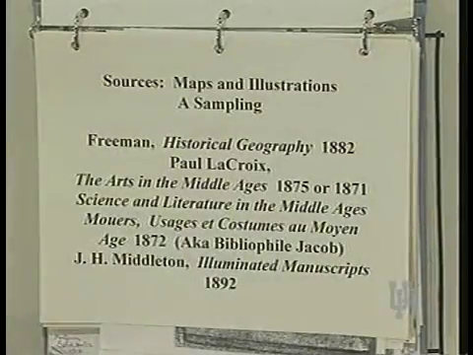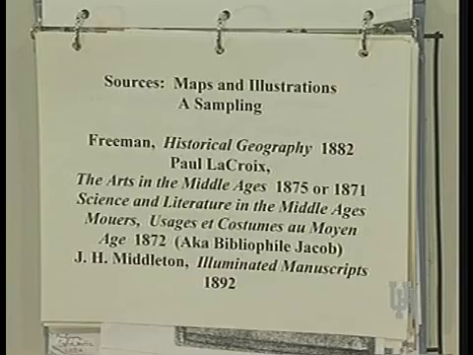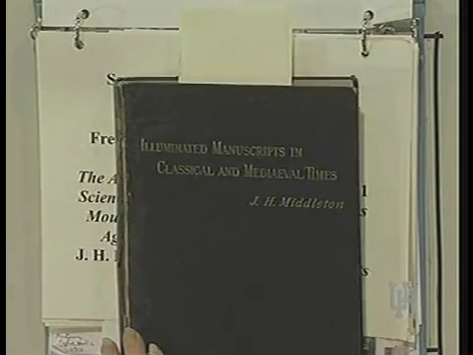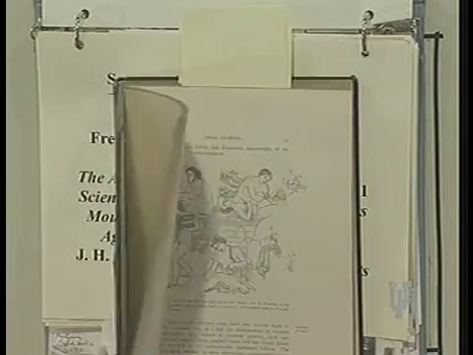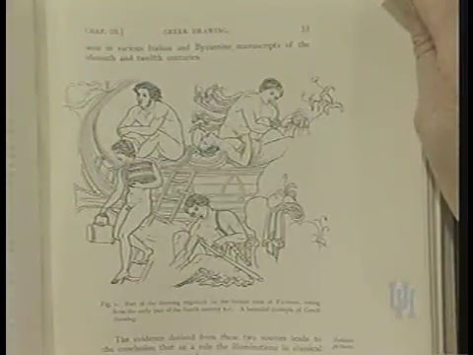This is illuminated manuscripts. Oh, I forgot to tell you that The Arts in the Middle Ages was published in 1872. Most of Lacroix's books, here's how you spell his name, Paul Lacroix, were published in the 1870s and 1880s. This book is by J.H. Middleton. It's called Illuminated Manuscripts in Classical and Medieval Time. And we've used a number of these in the lectures already.